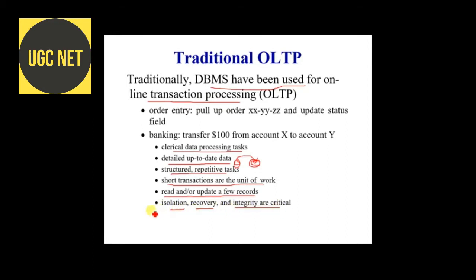Isolation means data should be independent from other processes. And recovery of data should be there. Suppose there is a transfer of money from this account to that account, but the amount is cut from this account and does not reach the other one, then very fast recovery should be there. So this kind of operation is processed under the OLTP model.